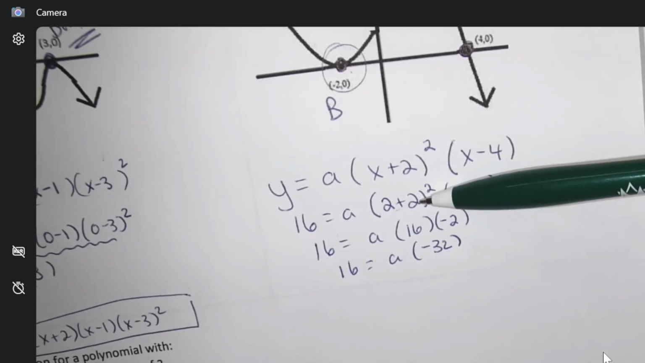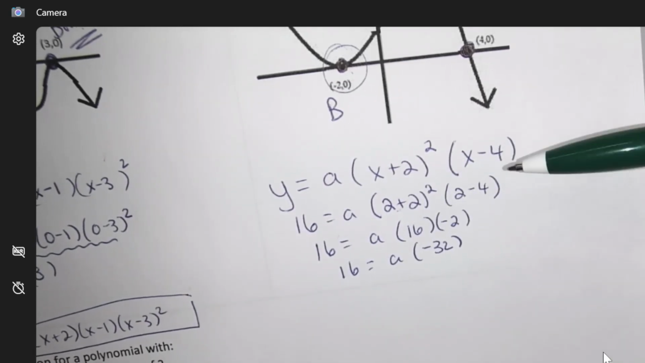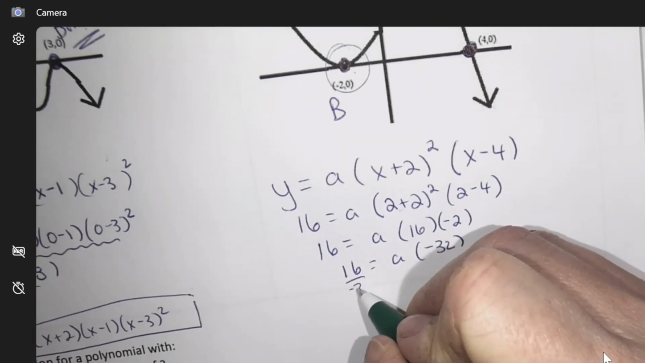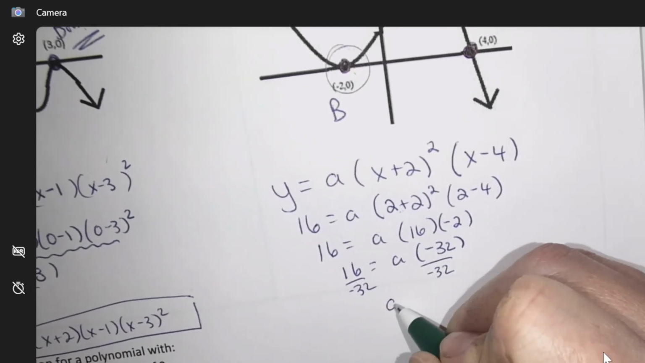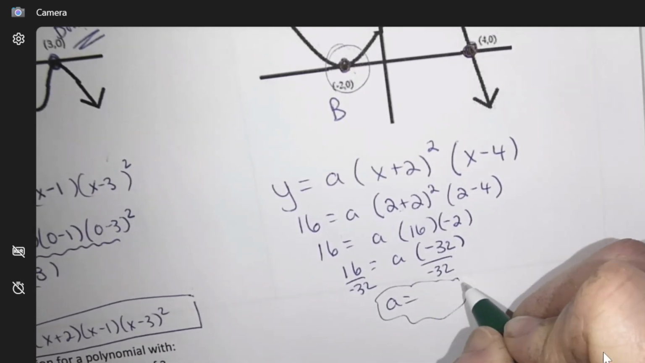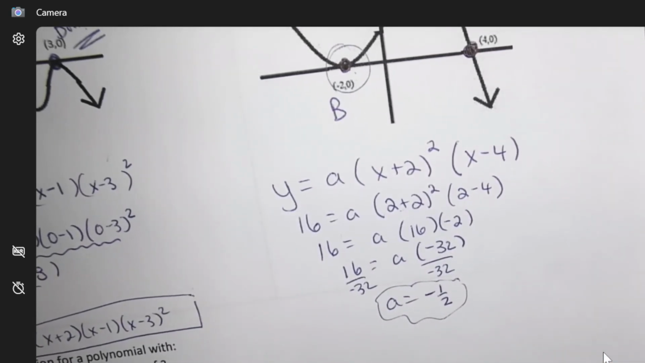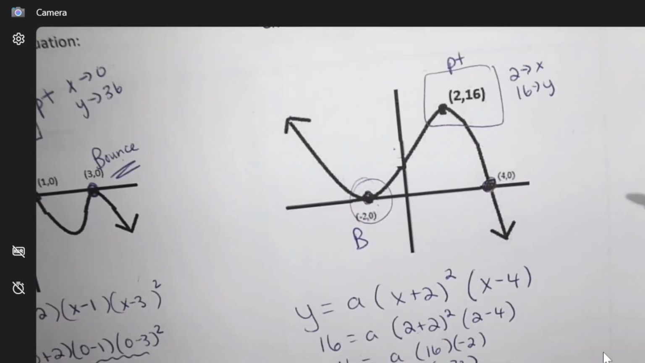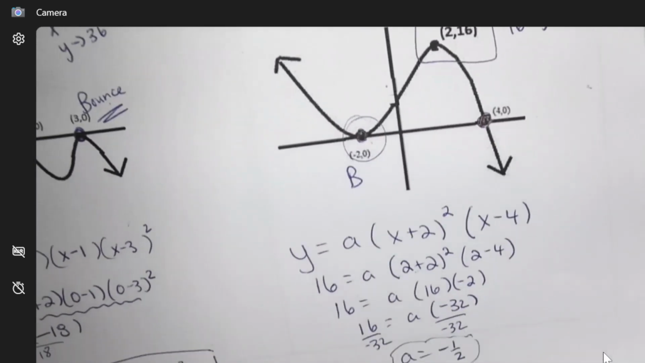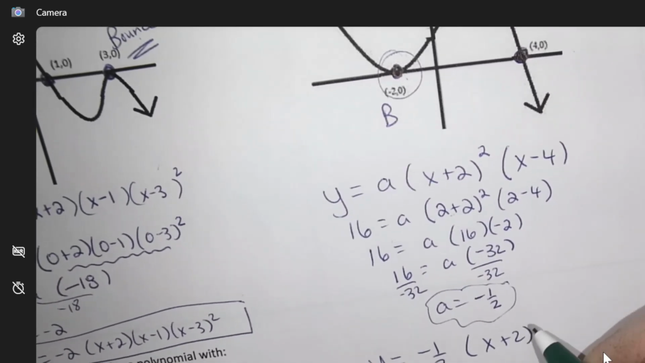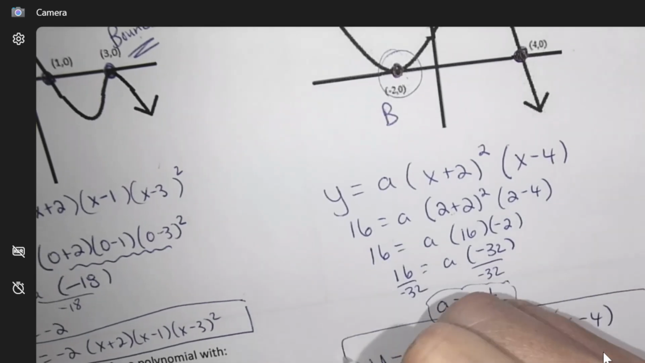Okay, so here I got 2 plus 2, so 4 squared. So that was 16 times negative 2, negative 32. Everybody's there. So if I divide, what is that a value? Negative a half. And I knew it was negative. Looking at the start of it, it was negative. I knew that right away. So final y equals negative a half, and then your factors, done.